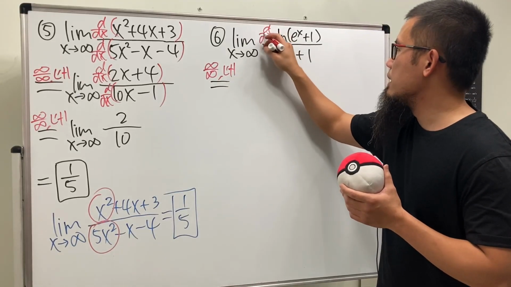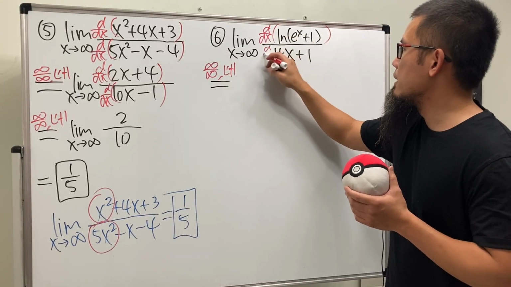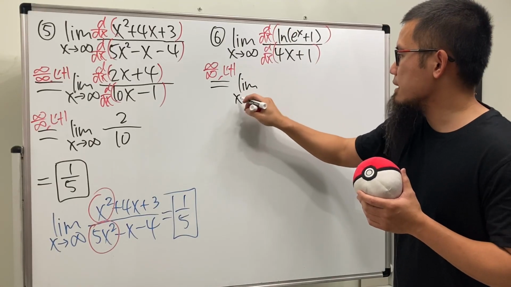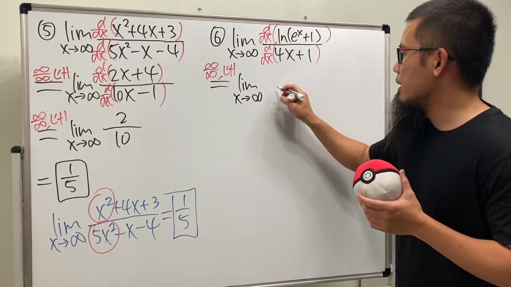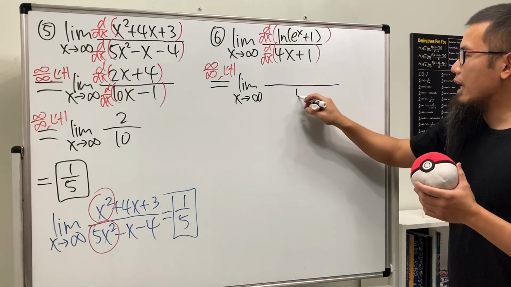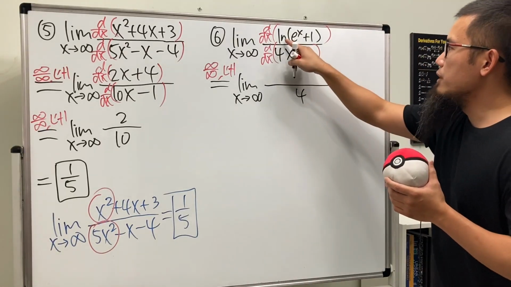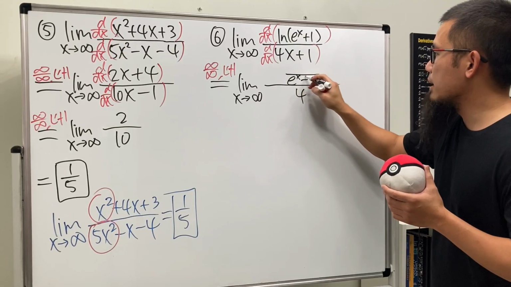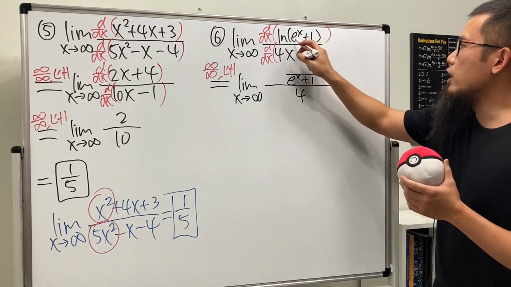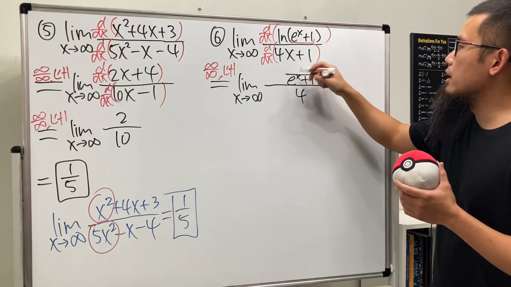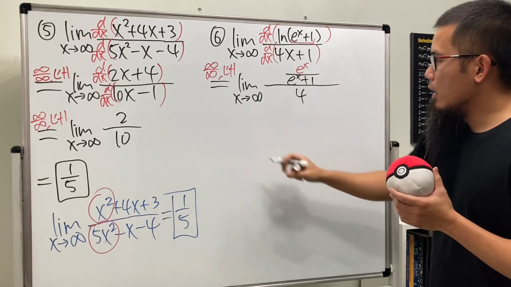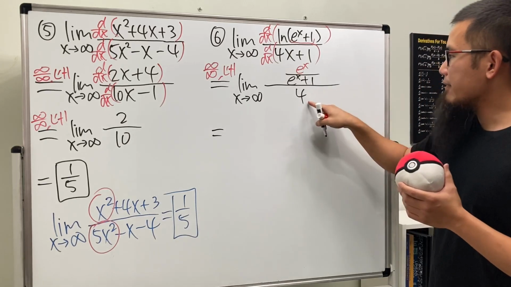So, d/dx, d/dx. This is the limit as x approaching infinity. On the bottom, we have 4. On the top, when we differentiate this, put this on the bottom, which is e to the x plus 1. And don't forget the chain rule, multiplied by the derivative inside, which is e to the x. That's pretty much it. Okay, so we have that over 4.